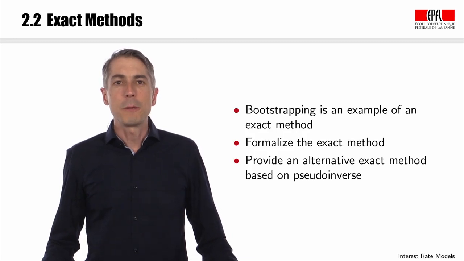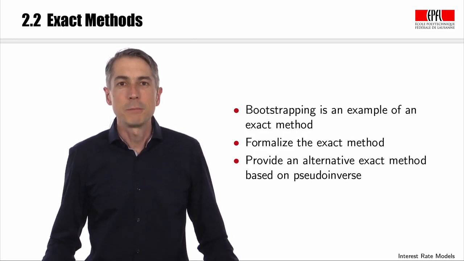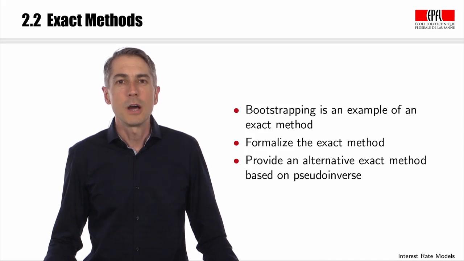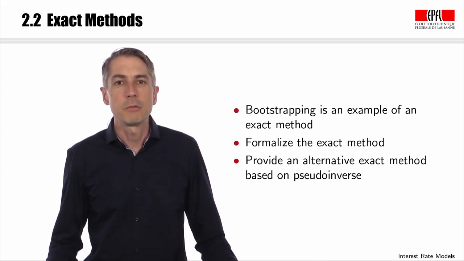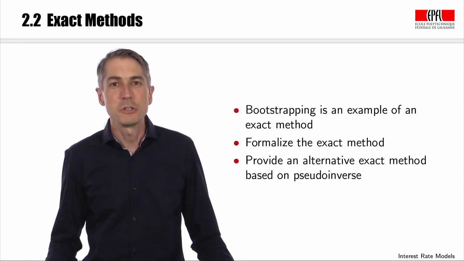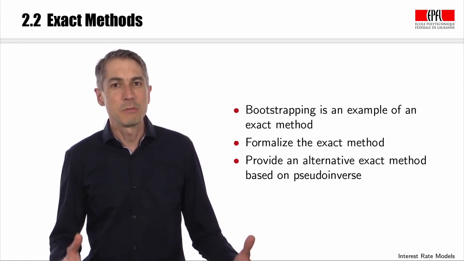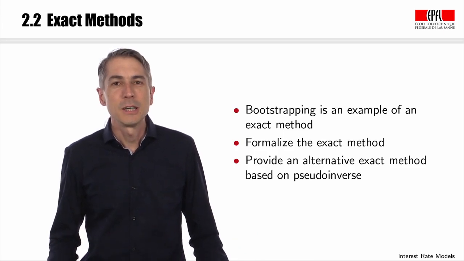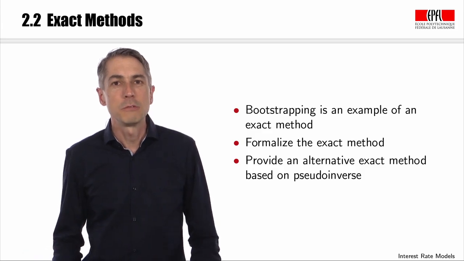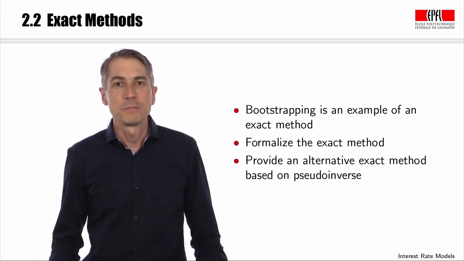We saw bootstrapping as an example of an exact method. In this part, we will now formalize the exact method and see how it can be written as a linear equation. We will highlight some issues and propose some solutions to these issues. One solution, as we will see, is the bootstrapping method. I will also show you another alternative solution to it, which builds on the pseudo-inverse of the cash flow matrix.